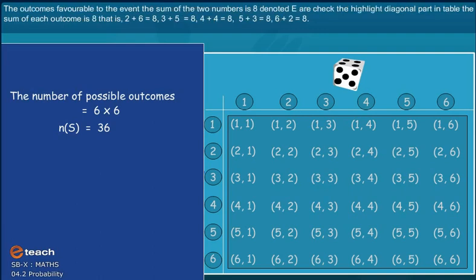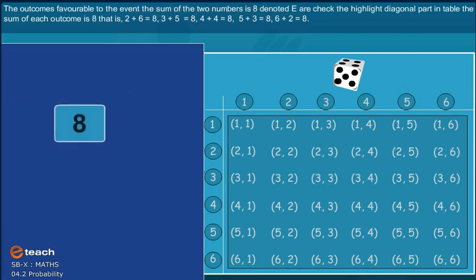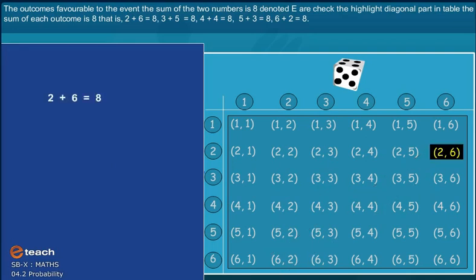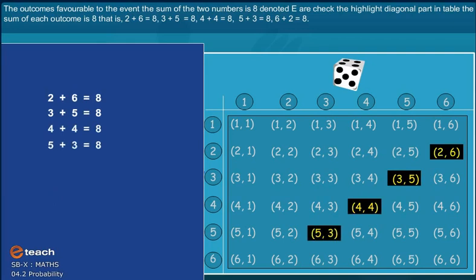The outcomes favorable to the event E, the sum of the two numbers is 8, are checked in the highlighted diagonal part of the table. The sum of each outcome is 8. That is, 2 plus 6 is equal to 8, 3 plus 5 is equal to 8, 4 plus 4 is also equal to 8, 5 plus 3 is equal to 8, and 6 plus 2 is equal to 8.